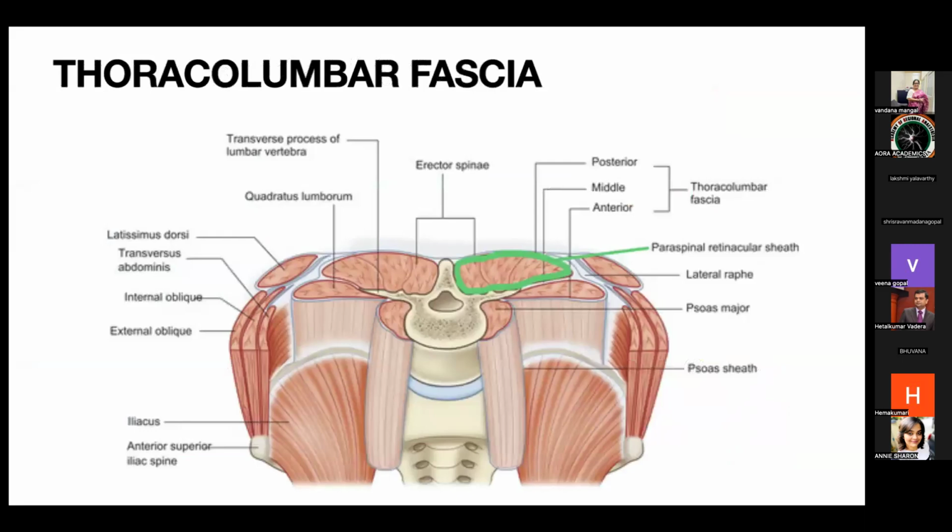Then you have the thoracolumbar fascia. For the thoracolumbar fascia, you have the three-layered model: the anterior layer, the middle layer, and the posterior layer. The anterior layer is present in front of the QL muscle and the psoas major muscle, the middle layer is present behind the QL muscle, and behind the erector spinae muscle you'll be able to find the posterior layer. The extent is from the 12th rib to the iliac crest, and it attaches to the transverse process and the vertebral body, and on the lateral side it goes up to the lateral raphe.